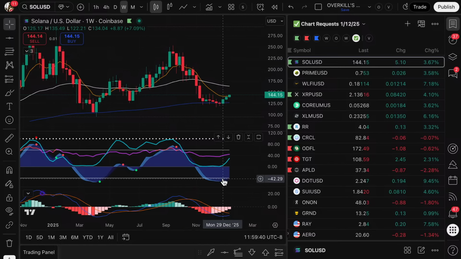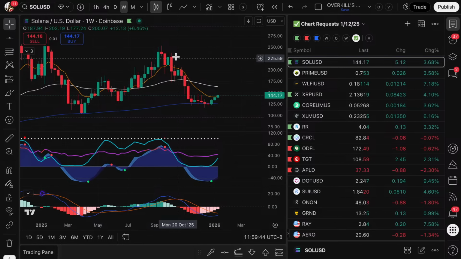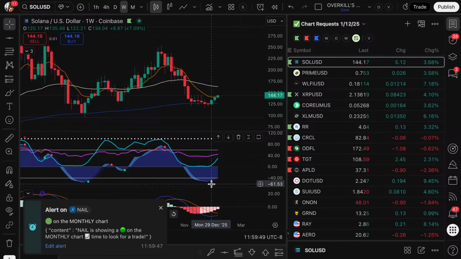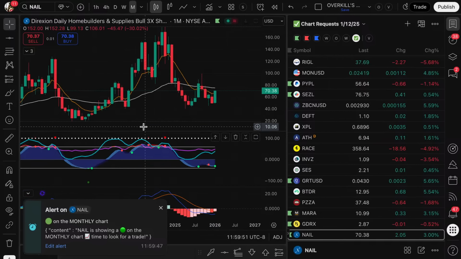Solana, I actually hold Solana here. I bought it right here at around 130. It's sitting at 144 right now. That looks like it's going up to me. So as long as this dot is green, we're bullish. We got nailed with a monthly.